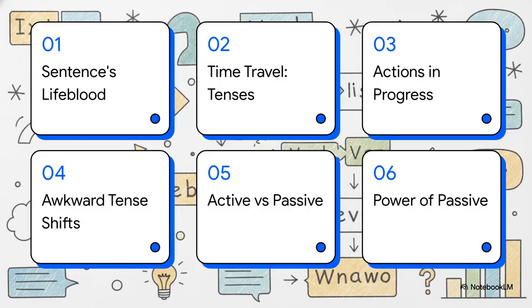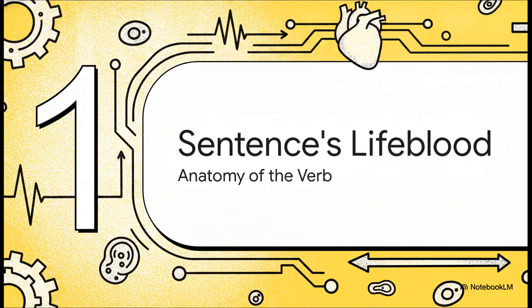So here is our quick roadmap for this explainer. We're going to cover the sentence's lifeblood, time travel and main tenses, actions in progress, avoiding those awkward tense shifts, active versus passive voice, and finally, the true power of passive writing. All right, part 1, the sentence's lifeblood.